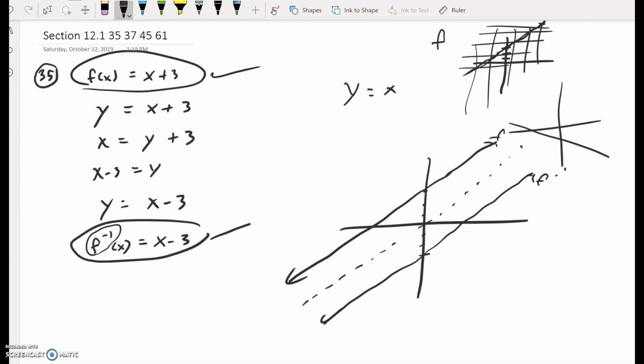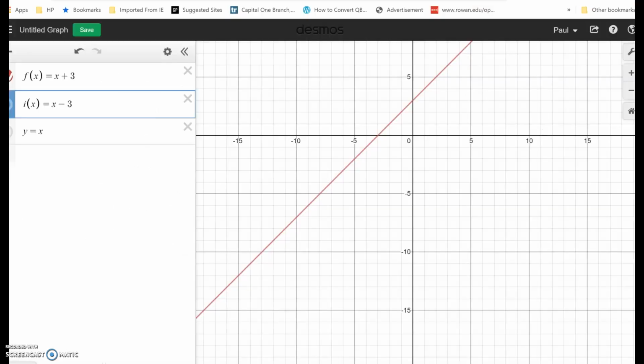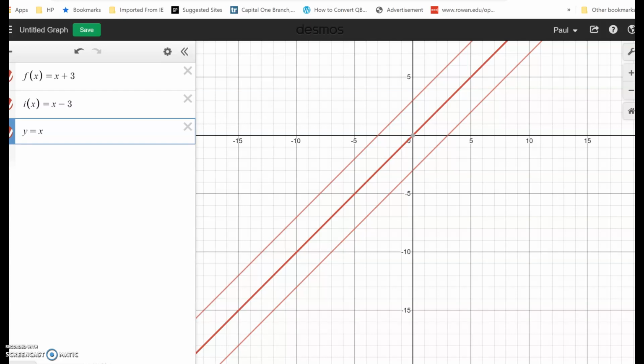That's important to know. Let's see what Desmos has to say, if anything. So here's our original function. Here's the inverse function. I had to call it I for inverse instead of f to the -1 power looking symbol. And notice that there's symmetry around the line y equals x. And so that's exactly what we expected.